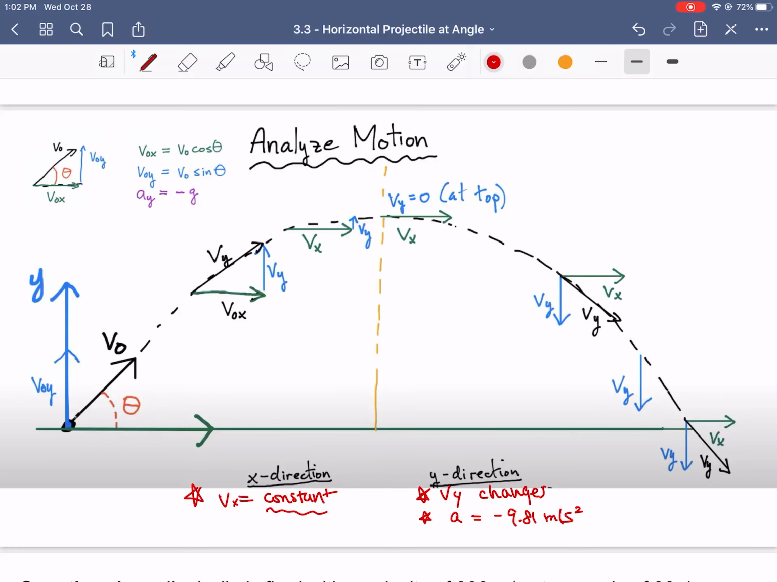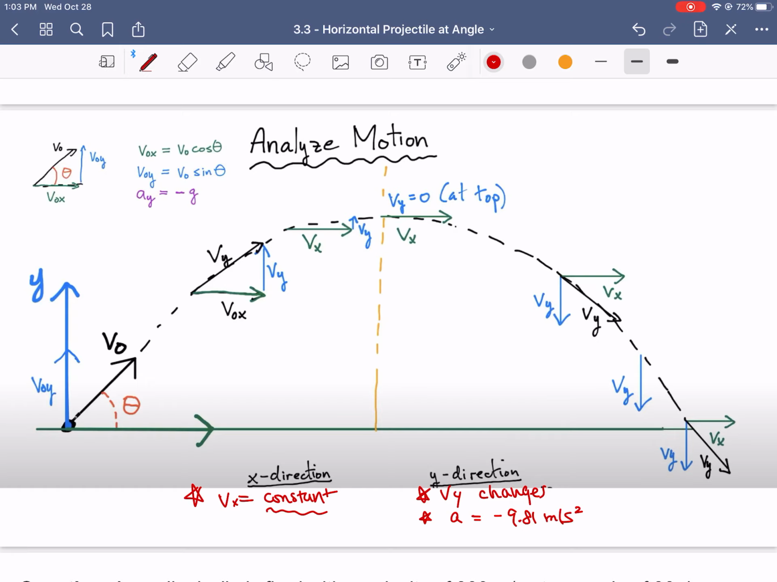Today you're going to practice how to solve problems involving the horizontal projectile that's fired at an angle. As a recap from yesterday's video, you learned that when something's fired at an angle, there are components divided into two dimensions. One's the x-axis, which is the horizontal component, and the y-axis is the vertical component.